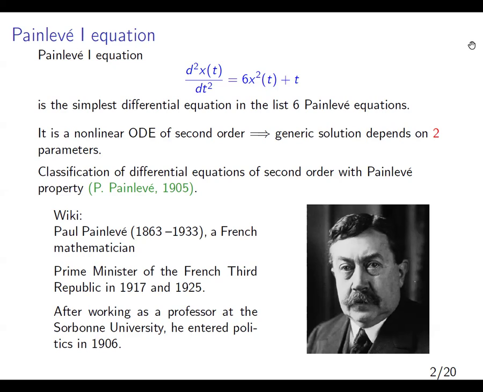About Paul Painlevé, he's a French mathematician working in differential equations, but he was also twice Prime Minister of the French Third Republic, in 1917 and 1925. Before 1960, he was a professor at Sorbonne University, then moved to politics.